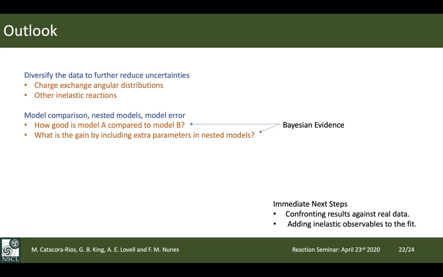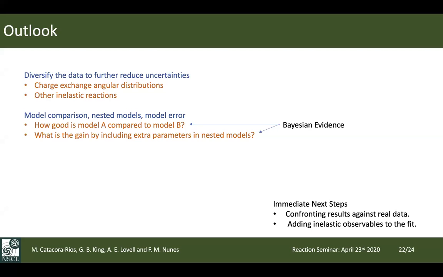Also, another avenue of investigation for our group is model comparison, nested models, and model error. So for example, in the optical potentials that we showed, we might want to ask what happens if we remove the imaginary volume term. And so we will get a nested model. In this line of uncertainty quantification, we're looking into the Bayesian evidence, which if you recall is simply the denominator in Bayes' theorem. The Bayesian evidence gives a perfect way of doing these comparisons because that's what it does. The only problem is that Bayesian evidence can be quite difficult to calculate numerically, especially since our parameters are not Gaussian.